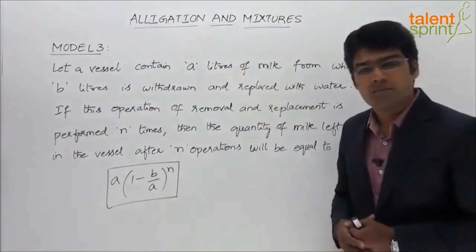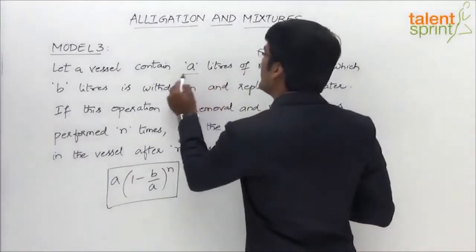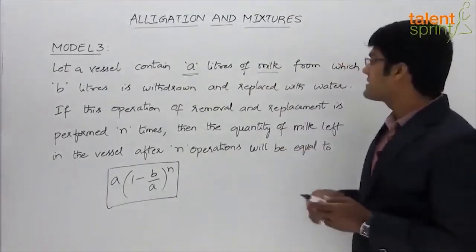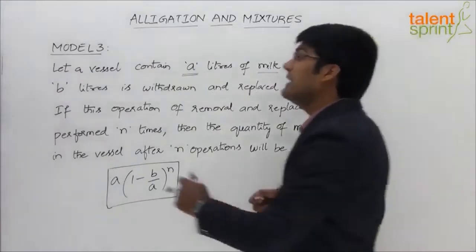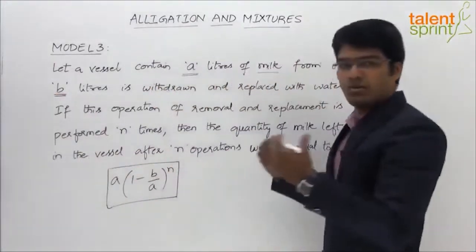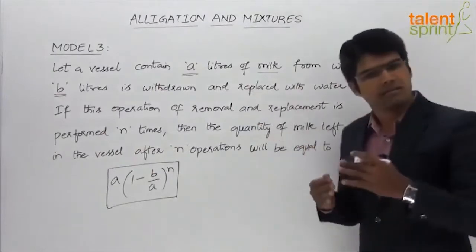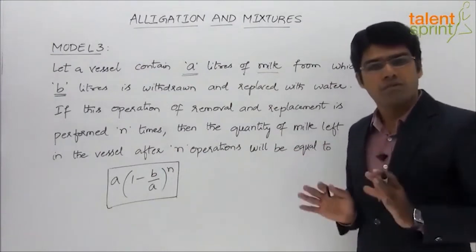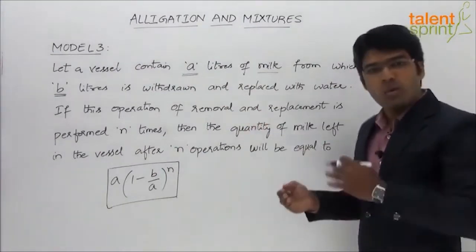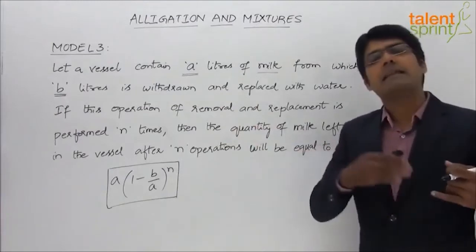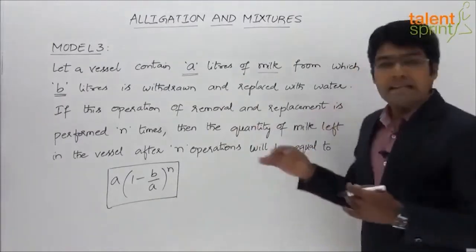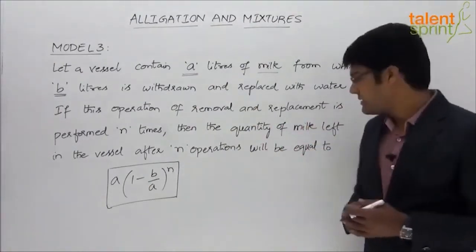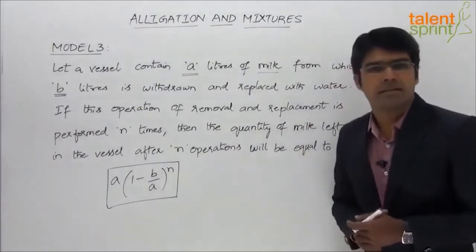in the vessel after n operations will be equal to A into (1 minus B by A) whole to the power of n. So as you can see here, we have a vessel which contains A liters of milk. So the liquid that we have here is milk and the quantity is A liters. Now out of this A liters of milk, B liters is withdrawn, removed and replaced with an equal quantity of water. So if you are removing B liters of milk, we put back B liters of water. Now this operation of removal and replacement is performed n times. Then the quantity of milk left in the vessel after n operations will be equal to A into (1 minus B by A) whole to the power of n.